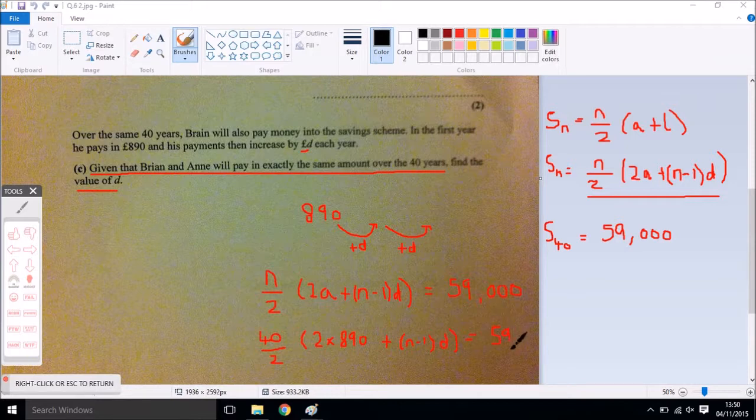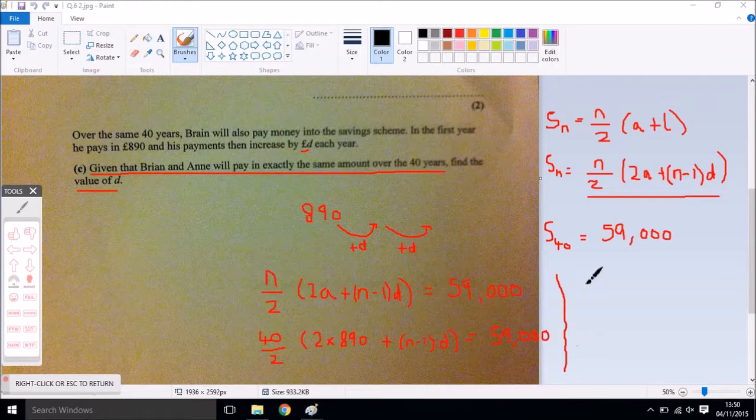59,000. All you need to do there is solve it for d, because that's what we're looking for. We're looking for that common difference. Because we know what the sum to the first 40 terms is, and we know what the first term is, we can form an equation and then solve it for d. Just solving this for d, what I'm going to do is simplify everything.